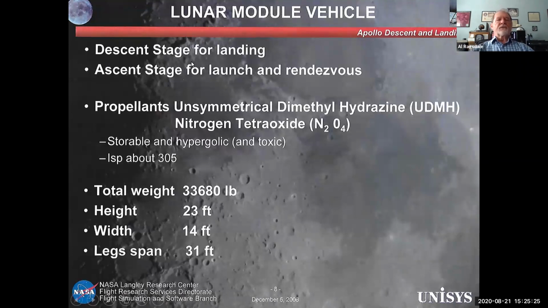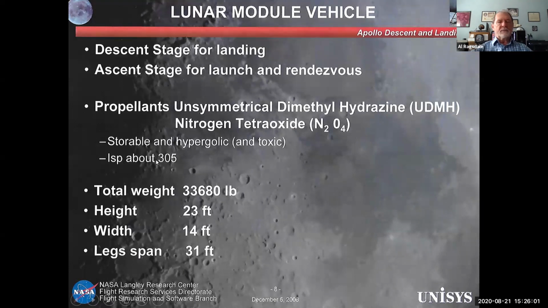It had a descent stage for landing and an ascent stage for the launch and the rendezvous. The propellants, I've learned since I made this slide, were actually a 50% mixture of UDMH, unsymmetrical dimethyl hydrazine, and 50% pure hydrazine. Nitrogen tetroxide was the oxidizer. This combination is storable and hypergolic, which means if you mix them together, they will ignite. So if you could get the oxidizer and fuel together in the engine, it would ignite.